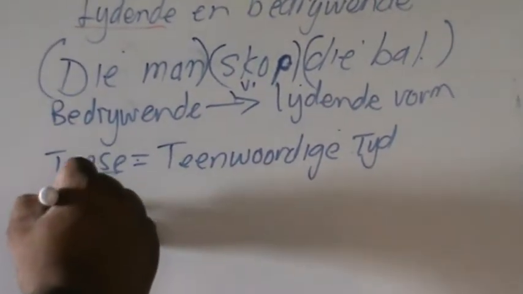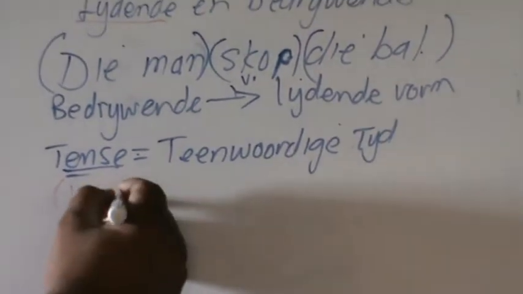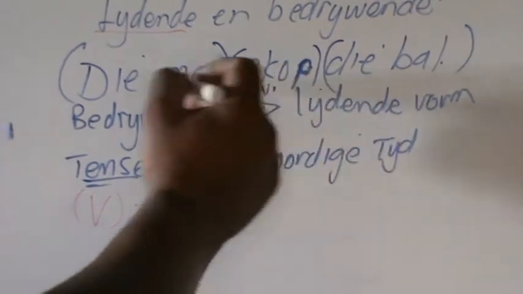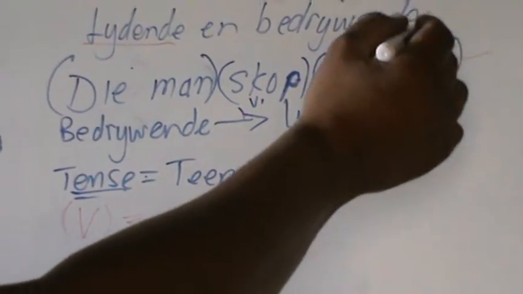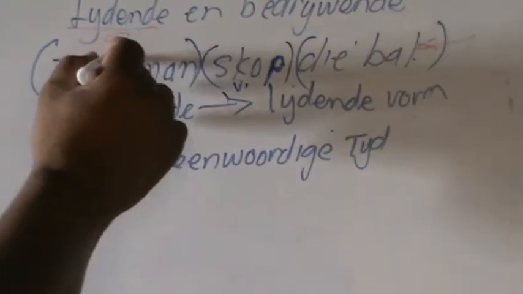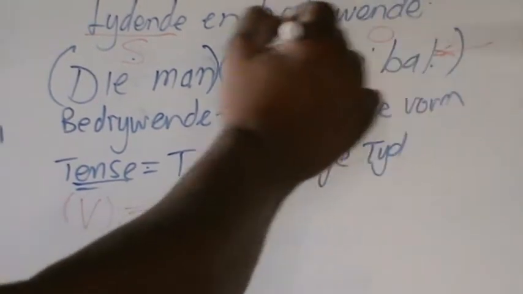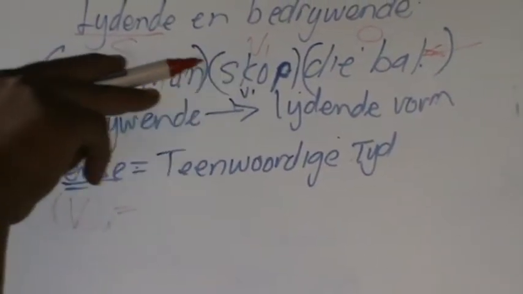So our voorwerp, right, has to be the ball, right? Die man skop die bal. This is a thing, right? It is a voorwerp. This is our subject. This is our verb 1, and this one is our object. Alright? Remember, Stompy goes that way, and it remains going that way.